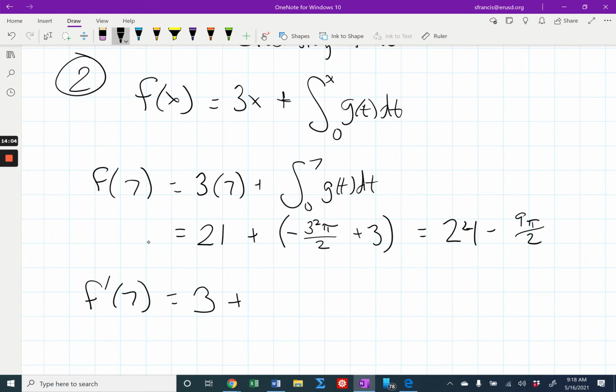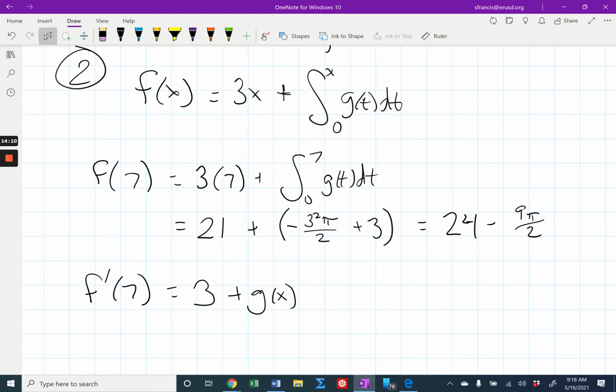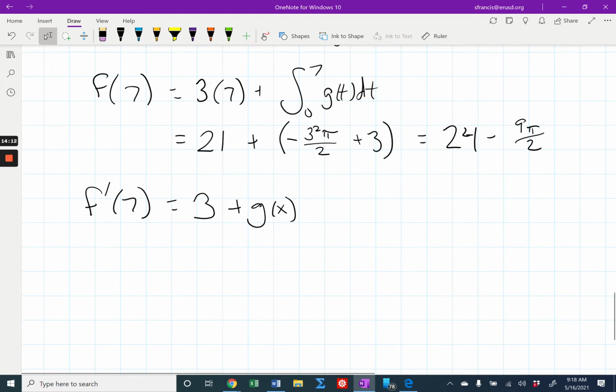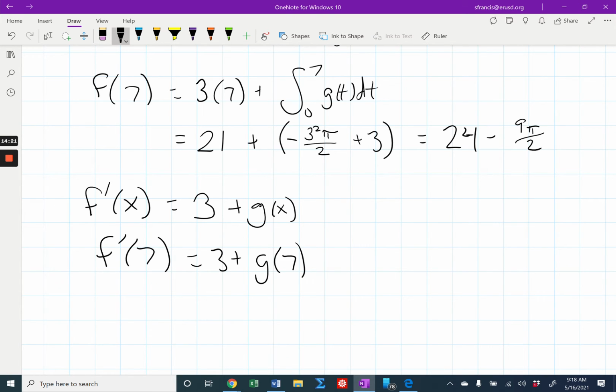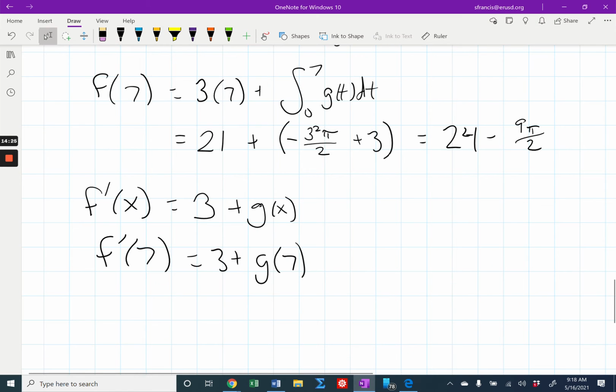And by the fundamental theorem, which they love to use and see if you understand it, the derivative of the integral part is just going to be g of x. I should call this f prime of x for a moment, and then f prime of 7 is going to be 3 plus g of 7. So I'm just going to read g of 7 from the graph. g of 7 is 3, so this is going to be 3 plus 3, which is, of course, 6.